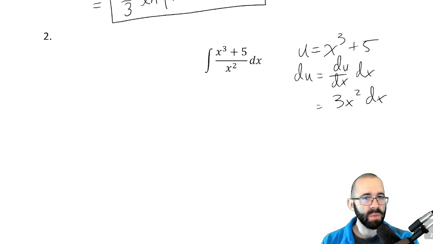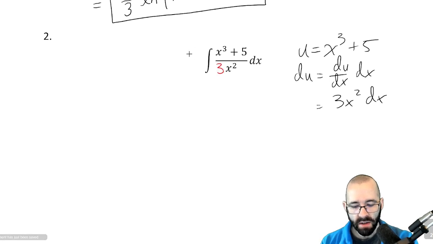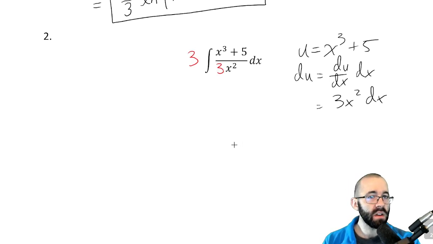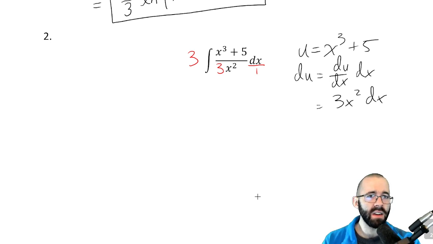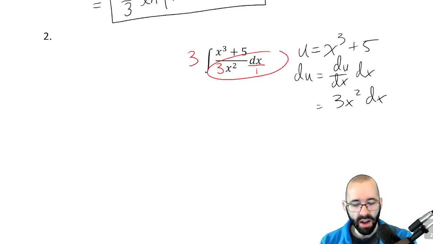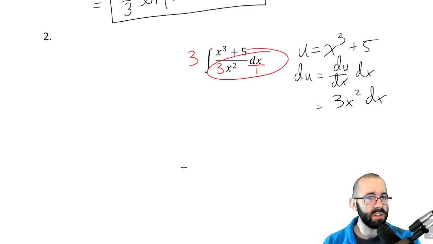But we have a problem here. Even if we divide by 3 and multiply by 3, the dx is not in the denominator. This is dx over 1. Dx is in the wrong place, or the 3x squared is in the wrong place, really. This is not going to work. This is not together. We cannot substitute.